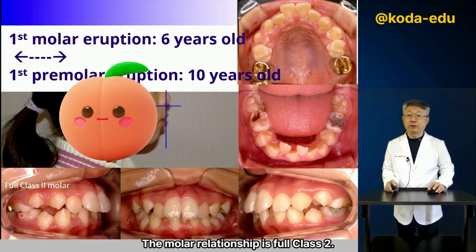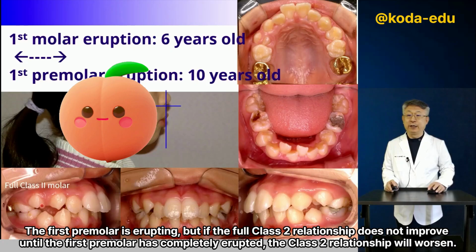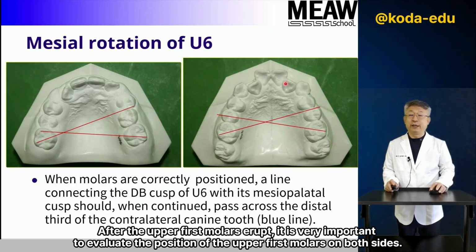The molar relationship is full class 2. The first premolar is erupting, but if the full class 2 relationship does not improve until the first premolar has completely erupted, the class 2 relationship will worsen. After the upper first molars erupt, it is very important to evaluate the position of the upper first molars on both sides.